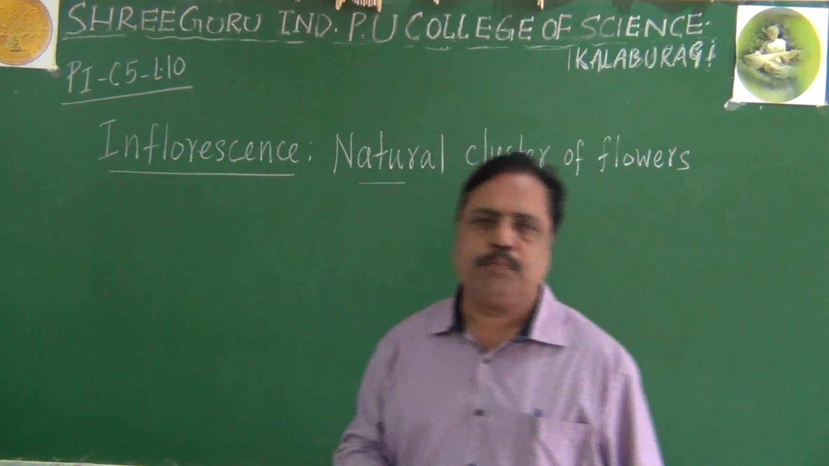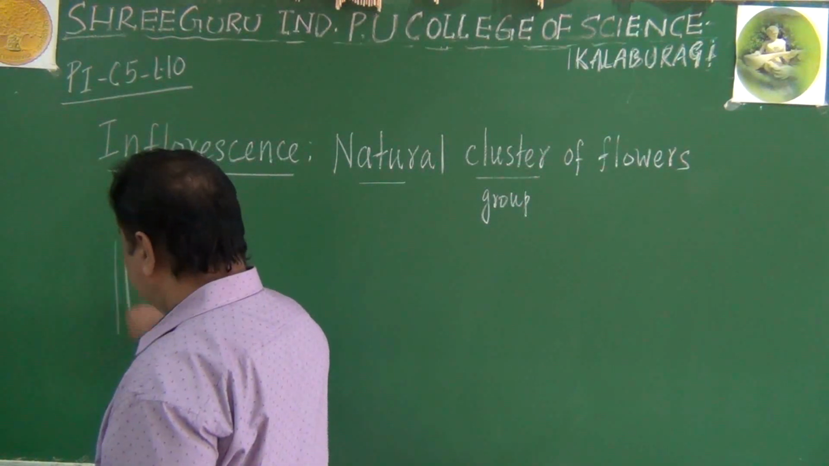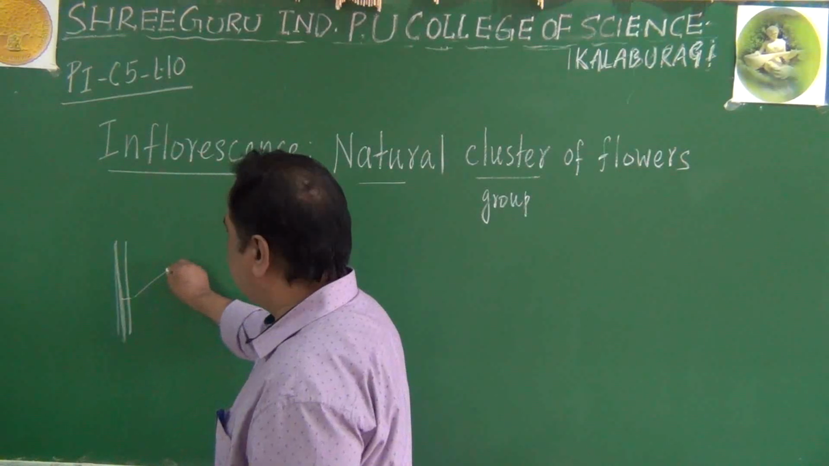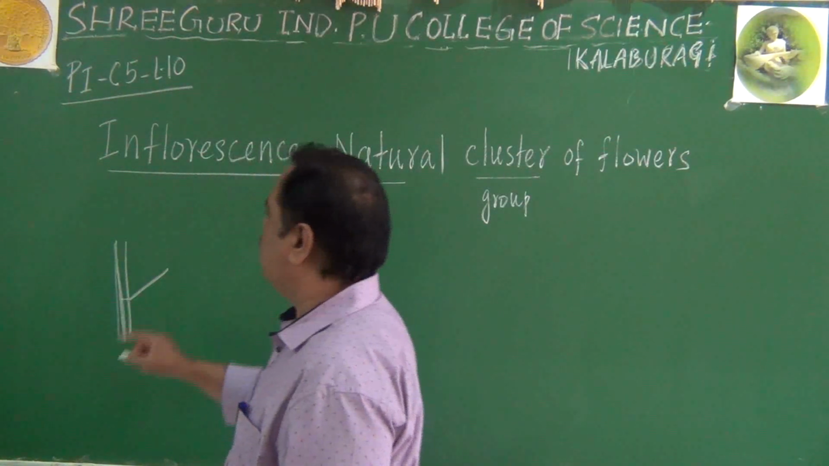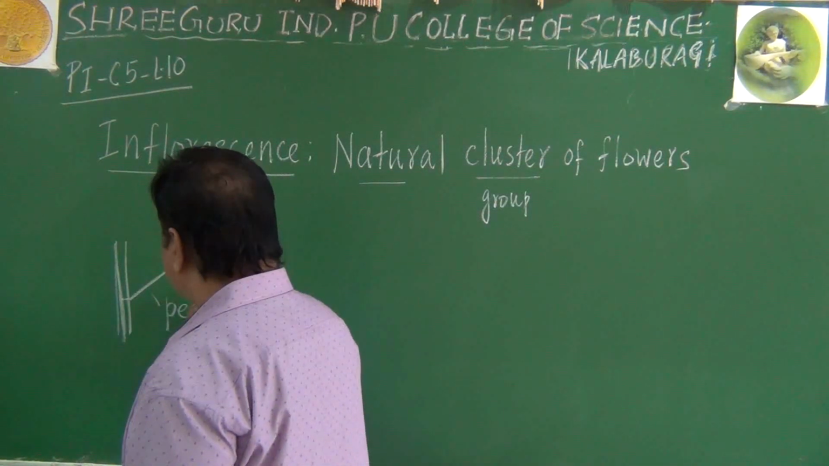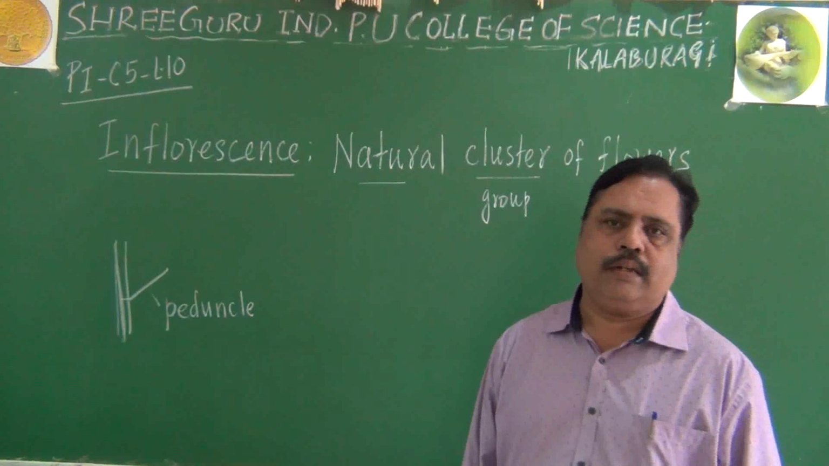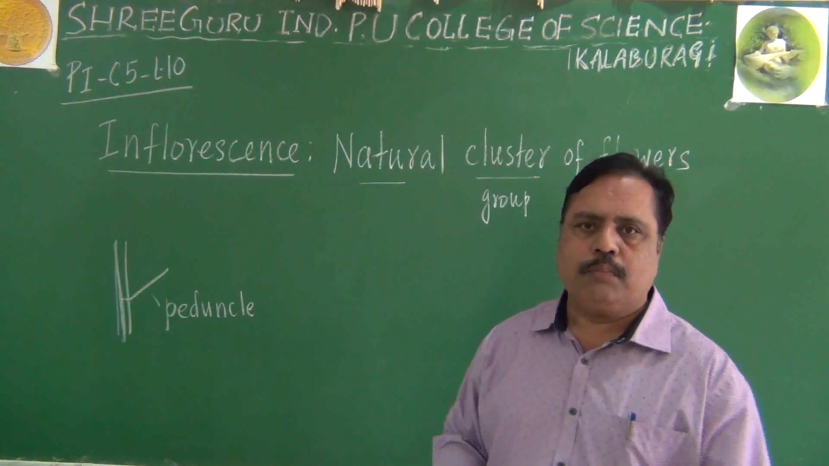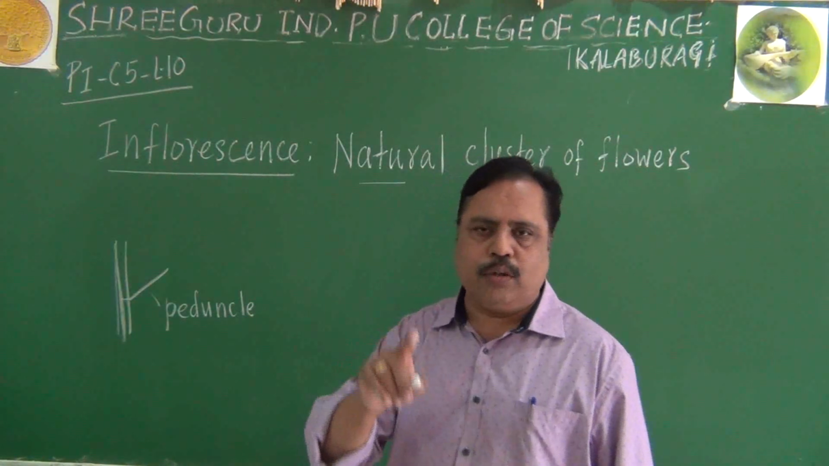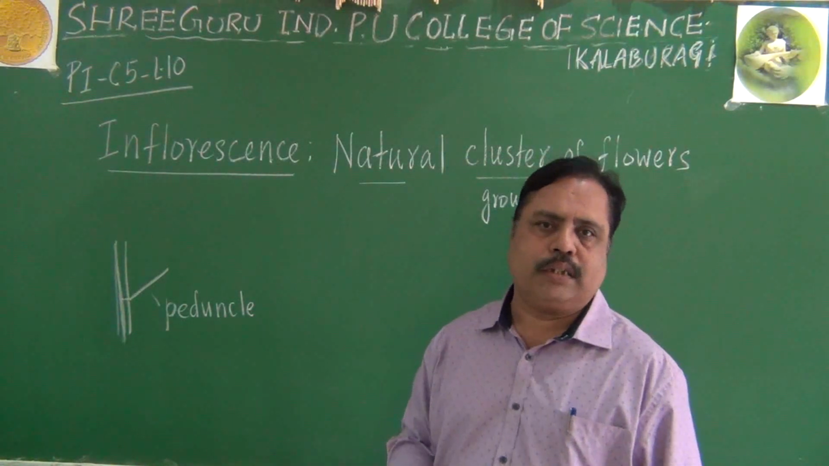How is this inflorescence produced? Please listen. This is the stem of the plant. From the stem, there will be one axis arising for the sake of inflorescence. This axis of the inflorescence is known as peduncle. Already we have seen about petiole. Petiole refers to the stalk of a leaf. Peduncle refers to the stalk of an inflorescence.